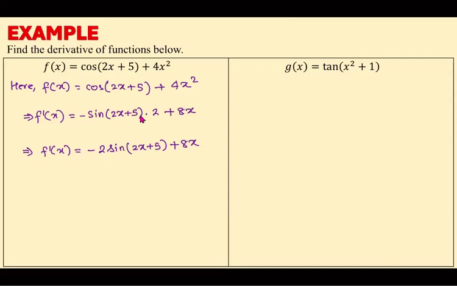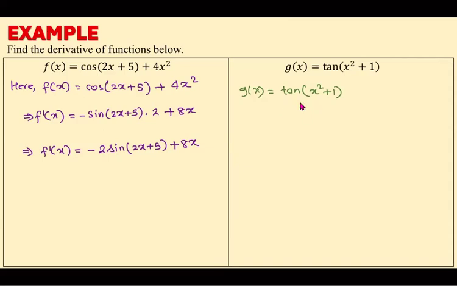Now, let's look at the second one. g of x equal to tangent of x squared plus 1. Let's see how we can do that. So here we have g of x equal to tangent of x squared plus 1. So you can see that this is a composite function. The outside function is the tangent function, and the inside function is x squared plus 1.